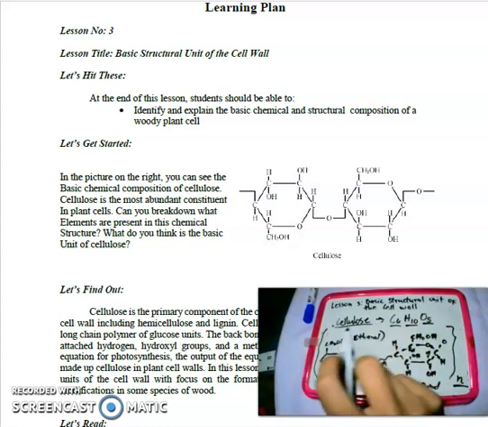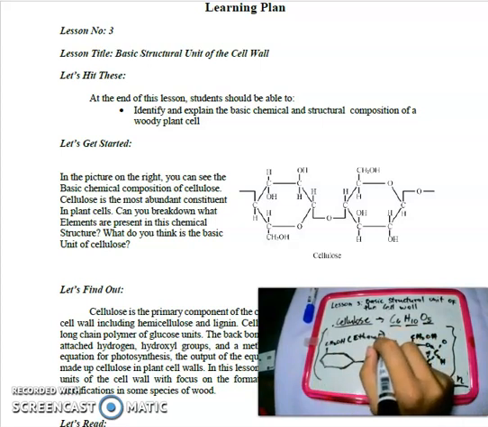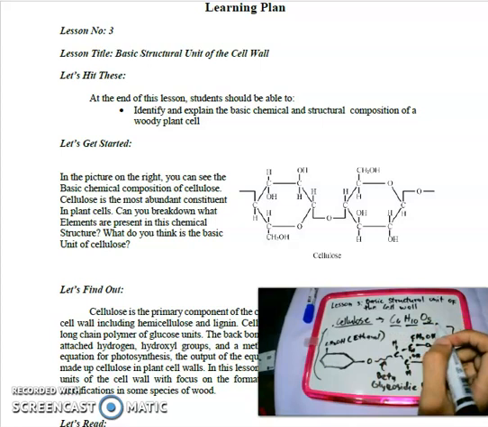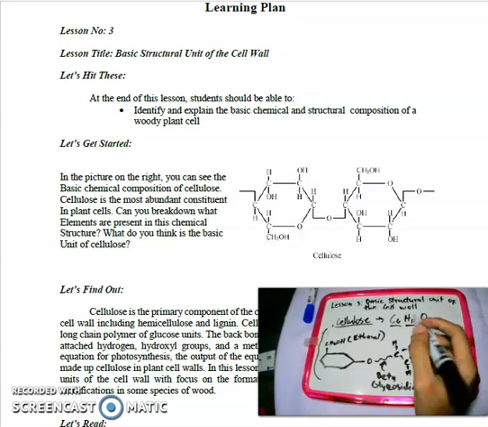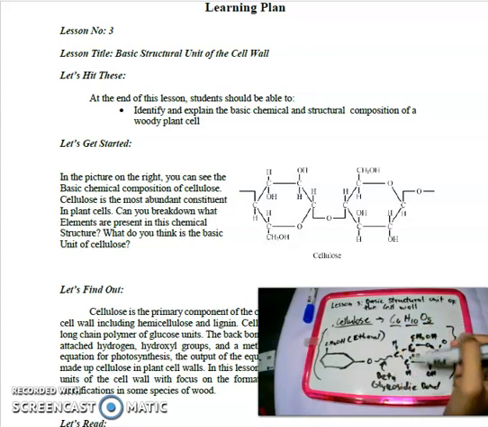Now, previously we discussed earlier sa atong videos, we discussed the basic composition, basic structural unit of our glucose unit. Since glucose is the monomer of our cellulose, as cellulose is a polymer which is composed of many glucose units. Now, for this video, we talked about the basic structural unit of our cellulose, which the chemical structure is C6H10O5. Now, if we illustrate that, it looks like this.